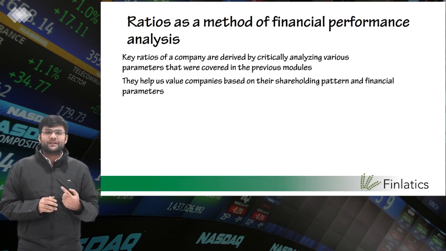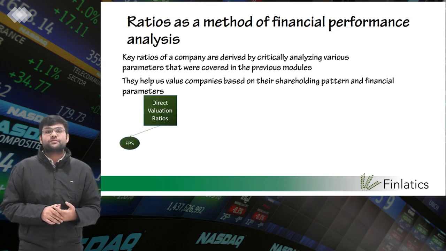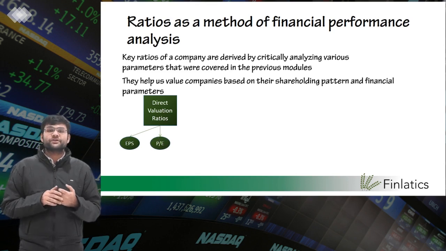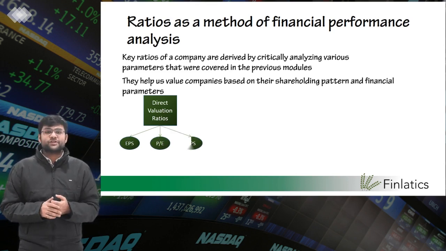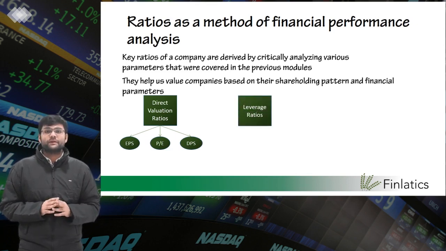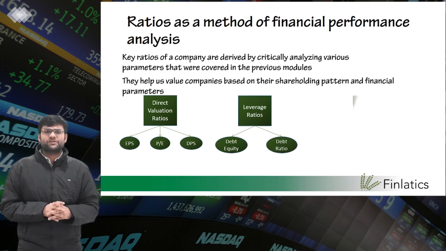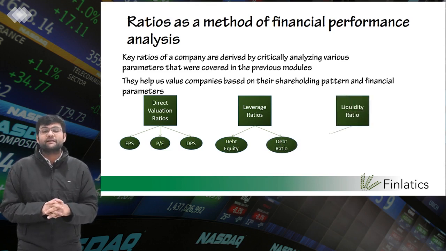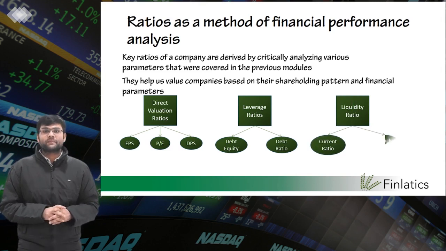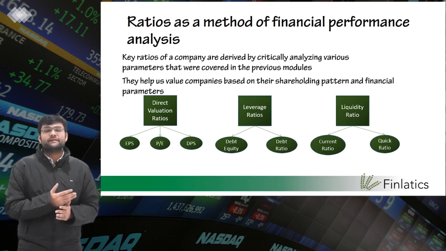First is direct valuation ratios, which include ratios like earnings per share, price to earnings ratio, dividend per share, price to sales ratio, and price to book value ratio. Second is leverage ratios, which include ratios like debt to equity ratio and debt ratio. The third is liquidity ratios, which include ratios like current ratio and quick ratio. We would be covering these ratios in the order that we have mentioned them here.